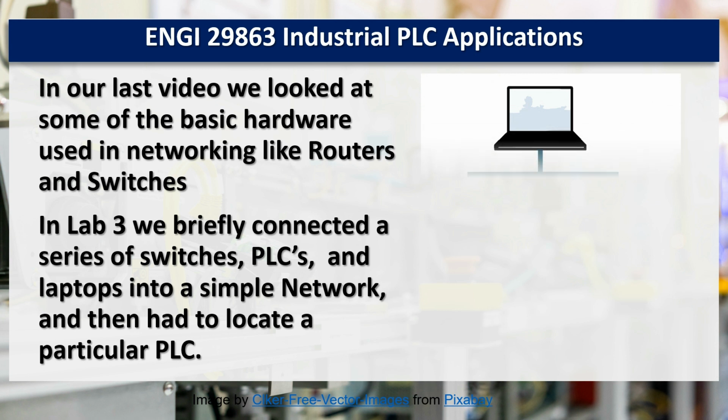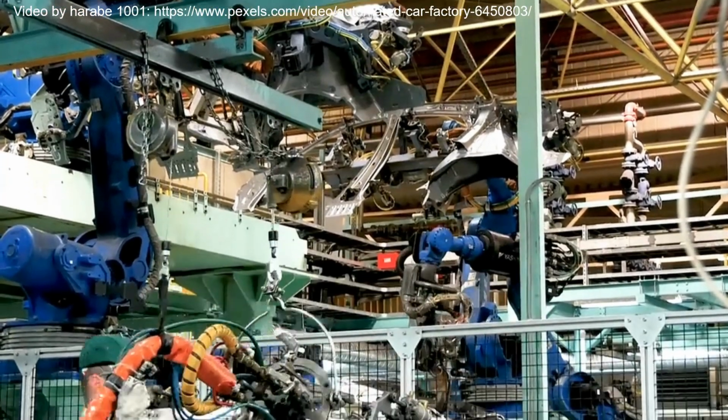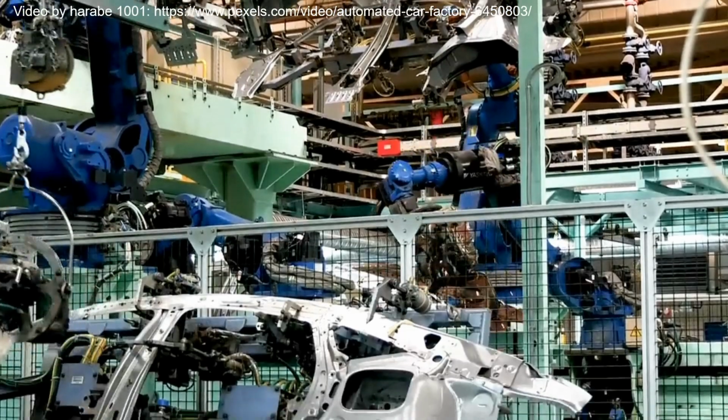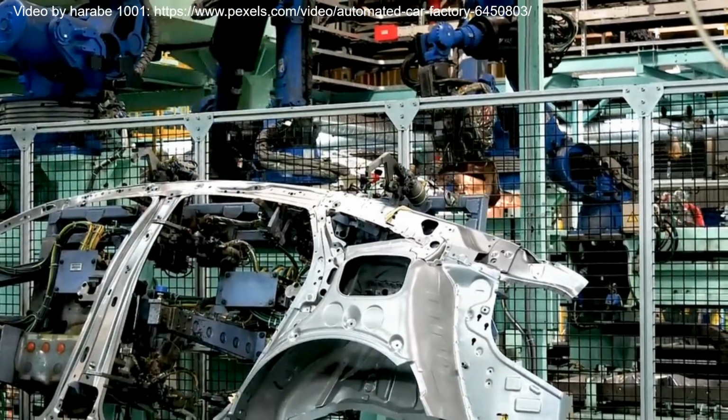In our last video, we looked at some of the basic hardware used in networking, like routers and switches. In Lab 3, we briefly connected a series of switches, PLCs, and laptops into a simple network, and then had to locate a particular PLC. You may remember some of the confusion and frustration we experienced in Lab 3 with a disorganized, haphazard network. IP collisions and reassignments, connecting to the wrong PLC, or thinking we were on the correct PLC, only to find it was elsewhere.